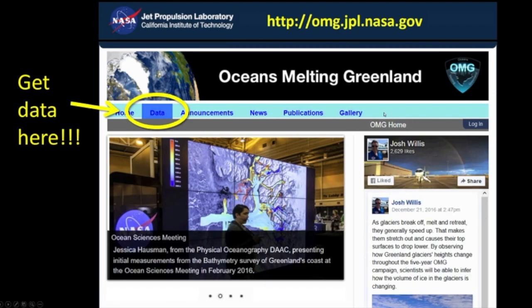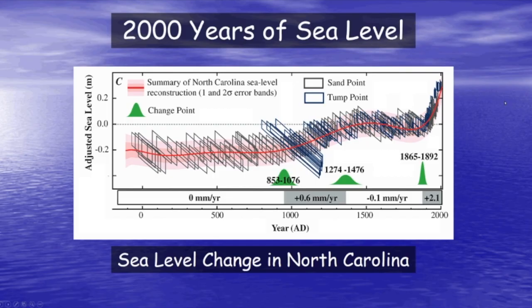If anyone is interested, probably the most important thing that I'll say in this entire thing is that all of our data is online pretty much as soon as we can quality control it and make it scientifically usable. There's no waiting period, so everything that we have, you can go to the website omg.jpl.nasa.gov and download by clicking on the Data tab. So please go check out the data. There's a whole lot of it now, and we're really just beginning to scratch the surface of it.